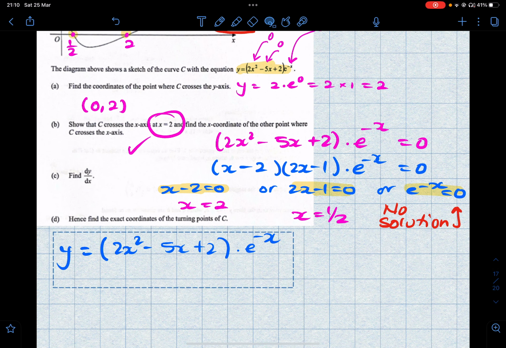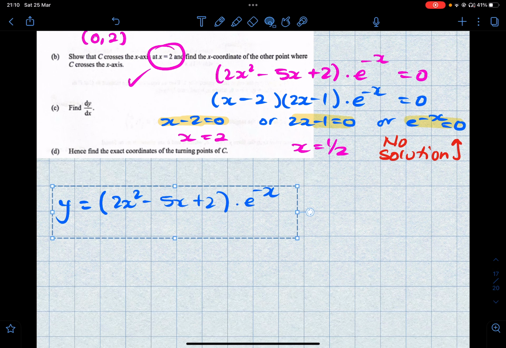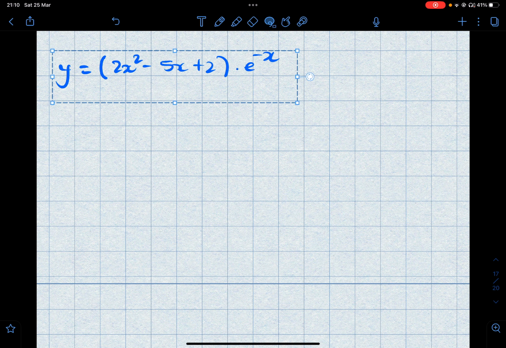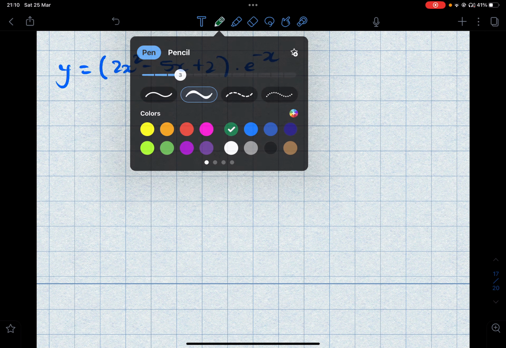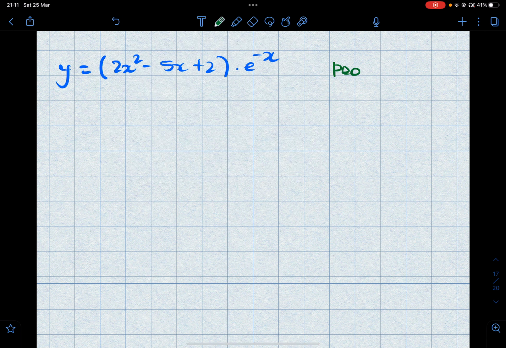How would we find dy by dx? You'd need the product rule. Now remember, the product rule looks like this. Why do we need the product rule? Because there is a product, and a product means two things multiplied together. So whenever you have a multiplication, you use the product rule. So if y equals something times something else, uv, then y dash is u v dash plus u dash v.